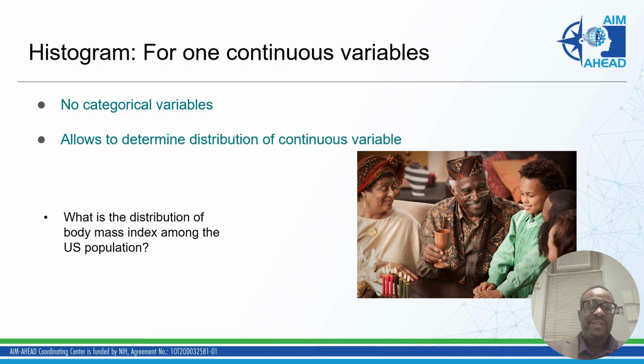So a little more on the histogram. A histogram uses bars to represent the frequency of data points within specified intervals, making it ideal for understanding the shape, spread, and central tendency of numerical data. It's particularly useful for identifying patterns like skewness or multimodal distributions. In this session, we'll be looking at the distribution of body mass index across the US population.